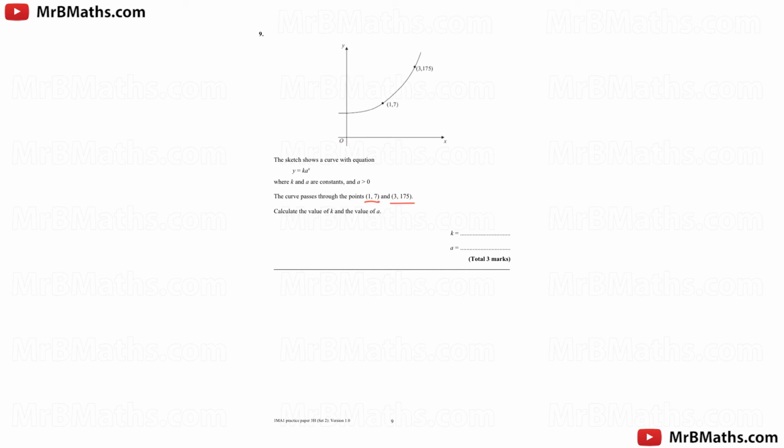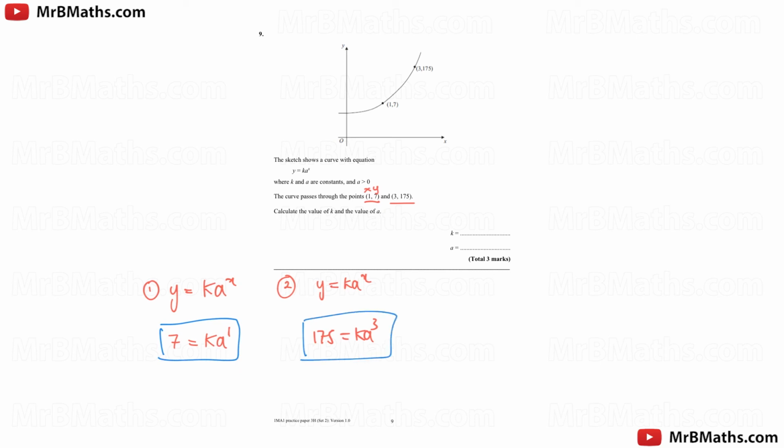So if we do y equals ka to the x, we know for one of the values x is 1 and y is 7. So let's do 7 equals ka to the 1. And for the second point, we've got again y equals ka to the x. Then we have y of 175 equals ka to the 3. So we need to find both k and a. So I've got equation 1 and equation 2.